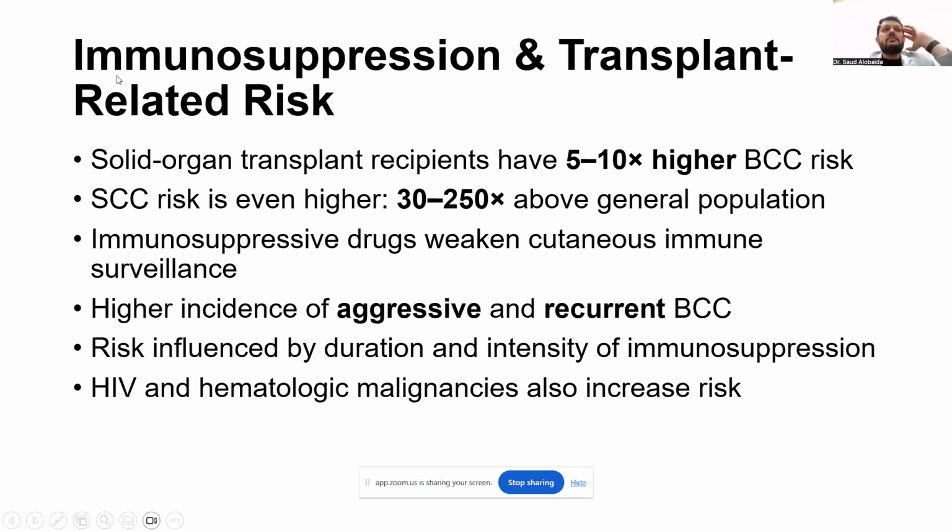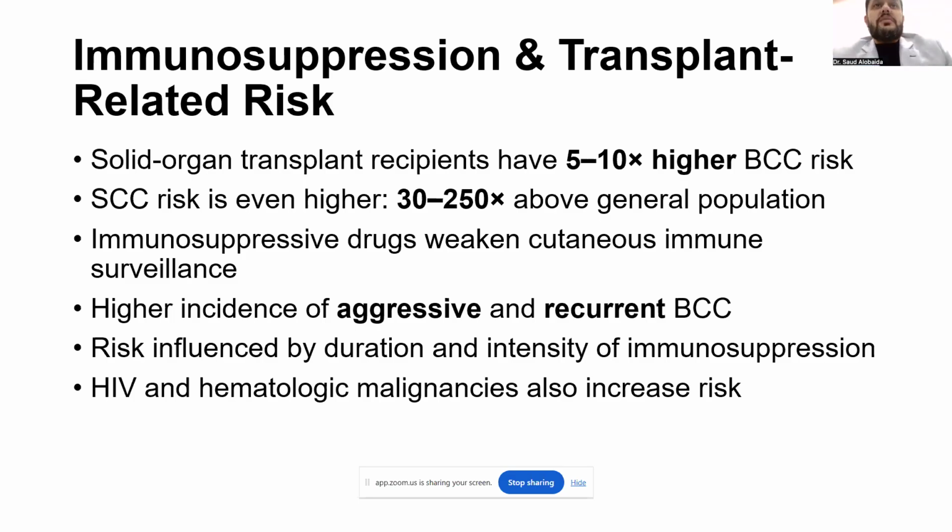Immune suppression. And this, to me, in our population, is increasing the risk, especially with transplant. So solid organ transplant patients have a 5-10 times higher BCC risk. And that's why we see much more actinic keratosis and SCC in these patients compared to BCC or melanoma.